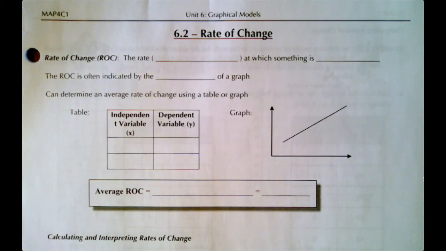Okay, this is lesson 6.2, and this is about rates of change. In the last lesson, we were describing rates of change as constant or zero, like as if there was no rate of change, it was flat, or changing, so increasing or decreasing. Today, we're going to look at how to calculate it.